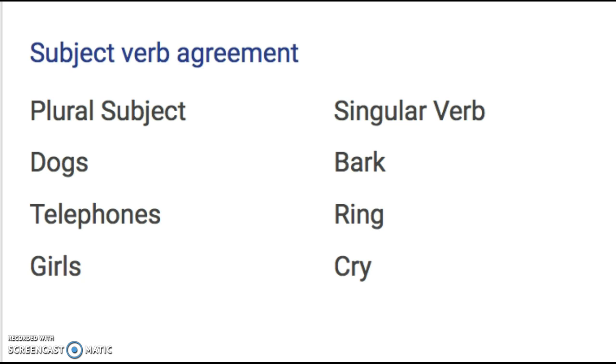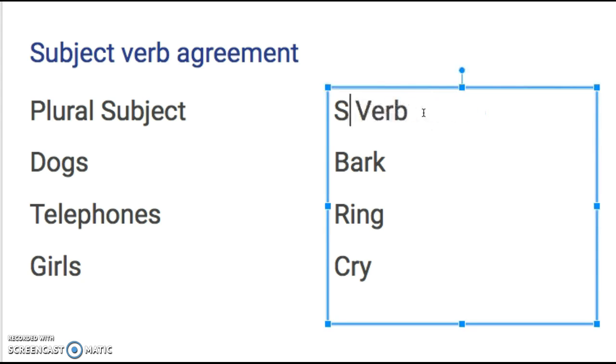When you have a plural subject, meaning more than one, so you have more than one dog, making it dogs, or more than one telephone, making it telephones, or more than one girl, making it girls, your verb... I'm sorry, this should say not singular verb, but should say plural verb, sorry.